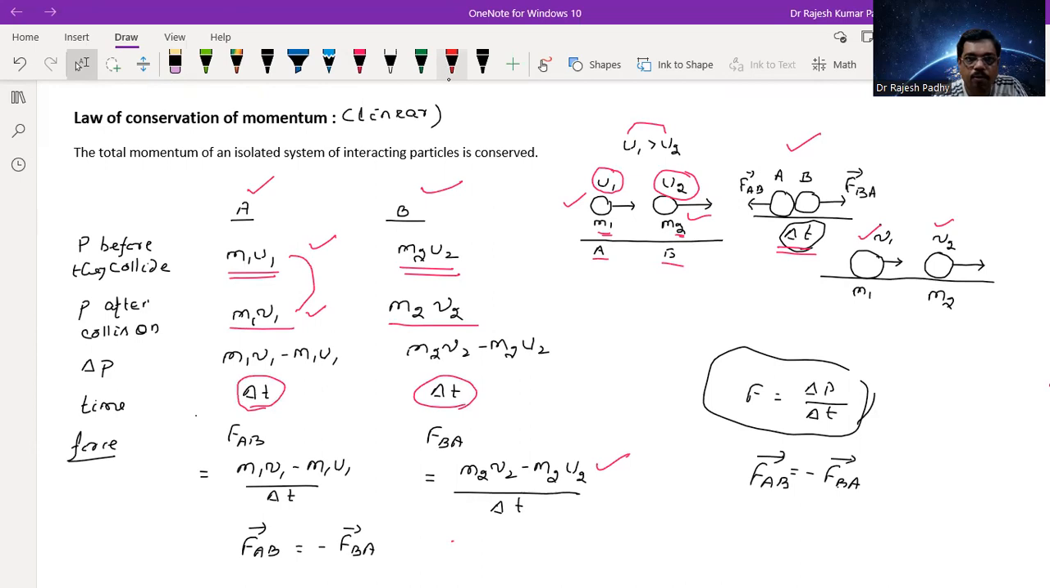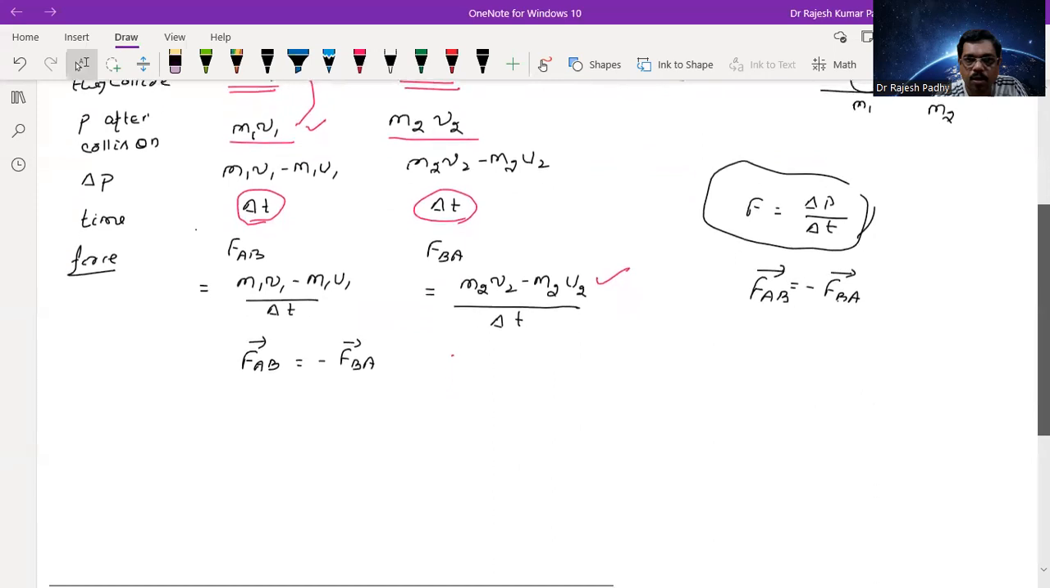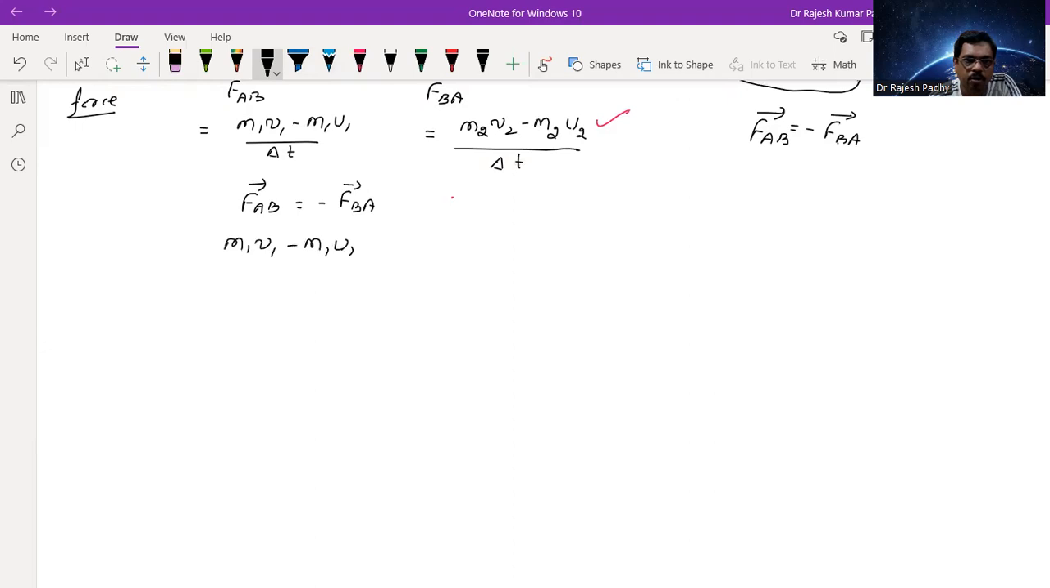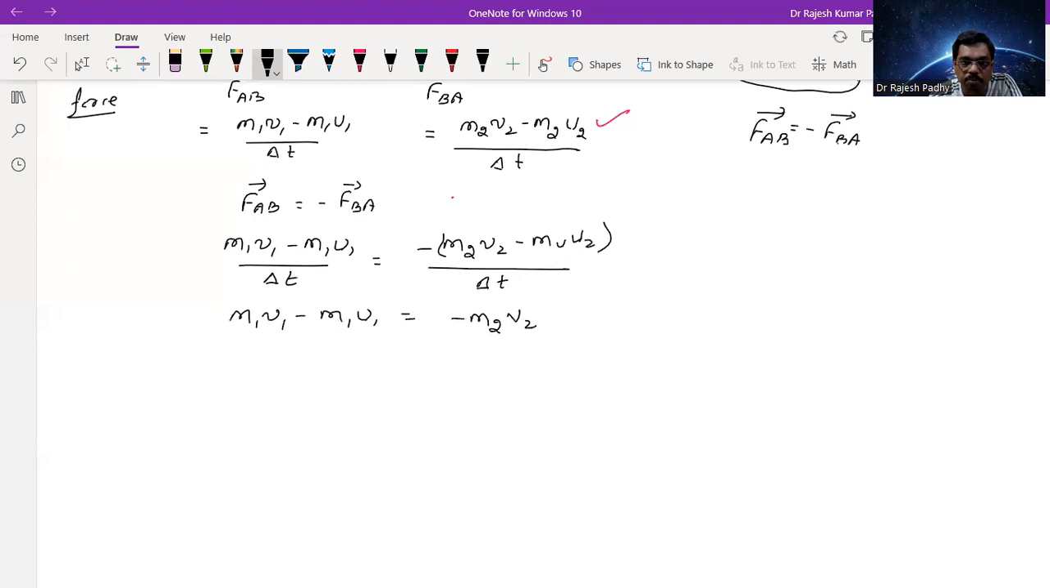Therefore, FAB is m1 v1 minus m1 u1 by delta t, which is equal to minus of m2 v2 minus m2 u2 by delta t. Or I can write m1 v1 minus m1 u1 is equal to minus m2 v2 plus m2 u2. Now delta t cancels.